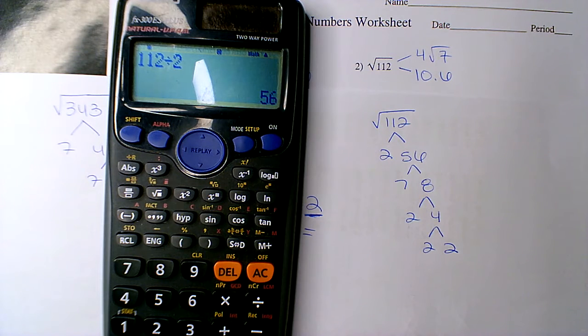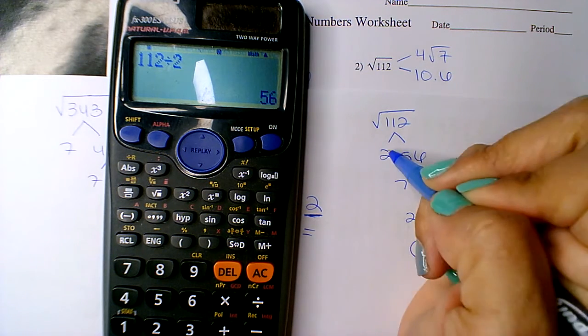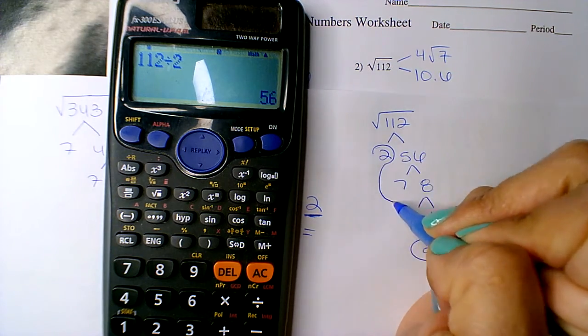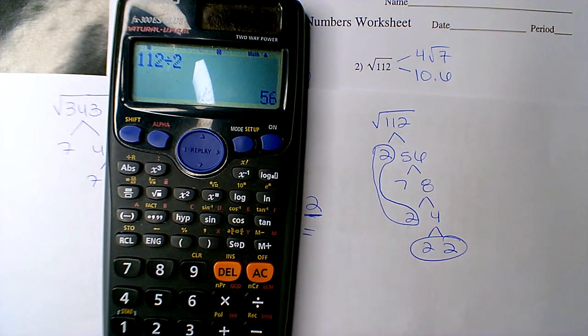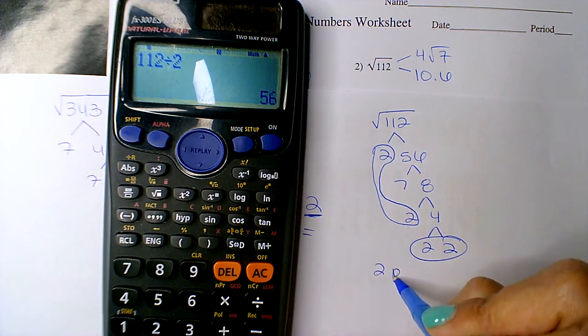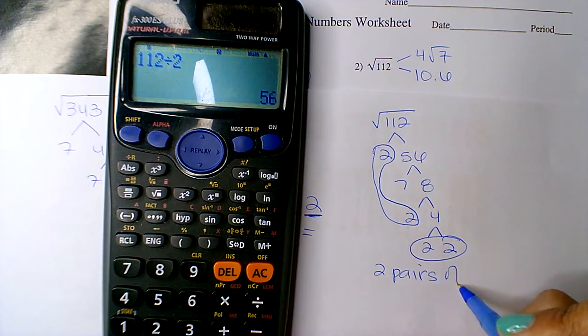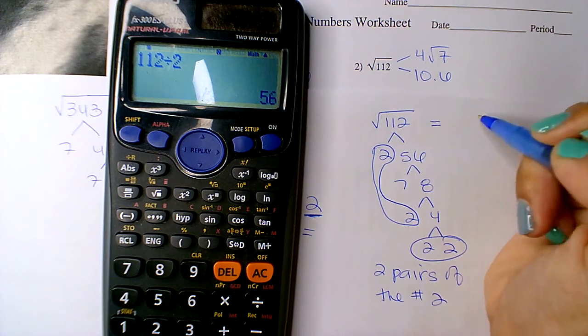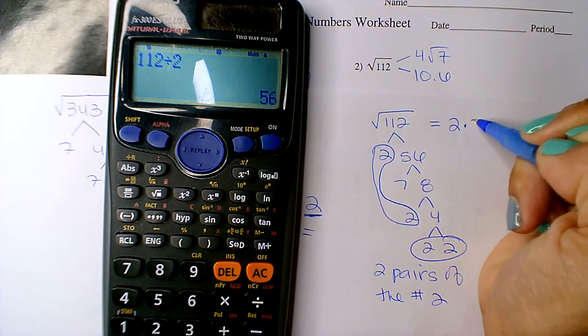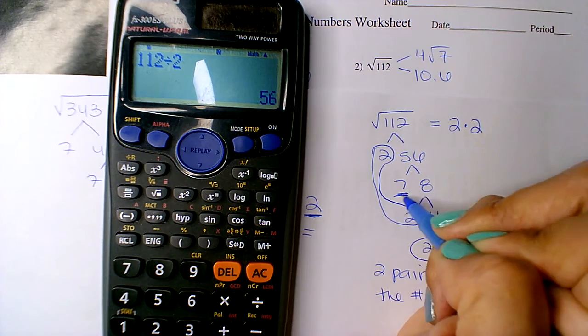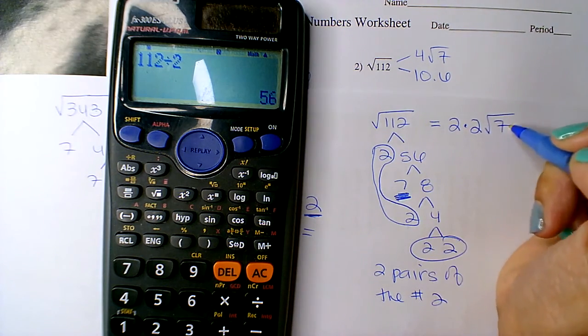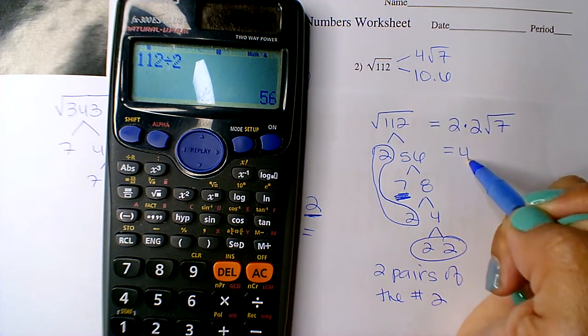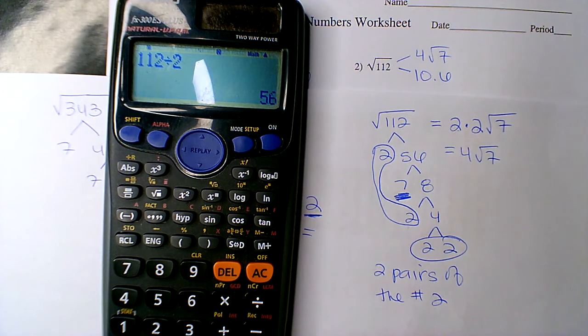A 2? How many 2 pairs? Does that make sense? Yeah, 2. Right? I have a pair here, and I have a pair here. I have 2 pairs of the number 2. So I have a pair of 2s. I have another pair of 2s. 7 is my loner. And so what's 2 times 2? 4 rad 7.